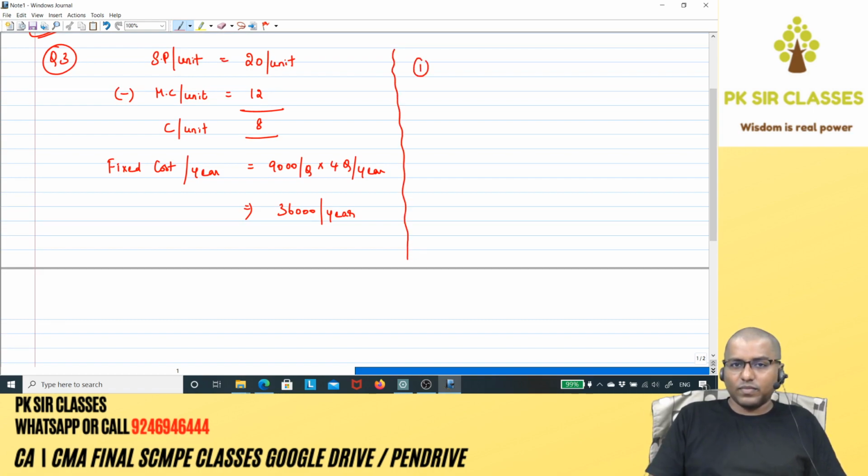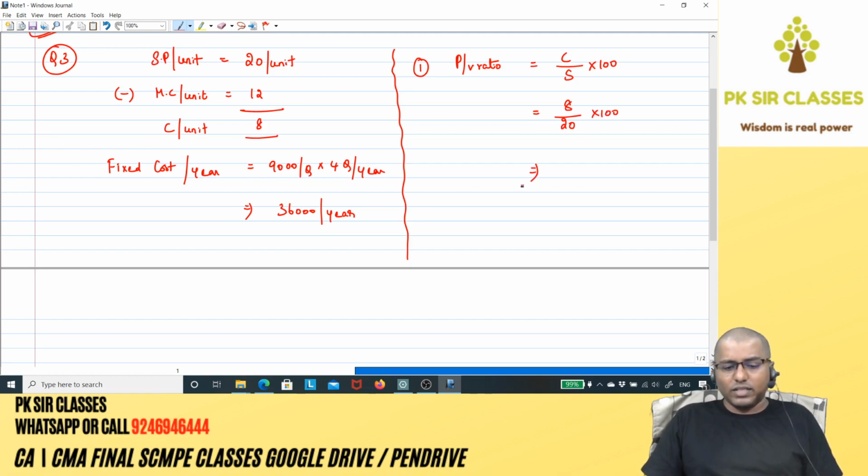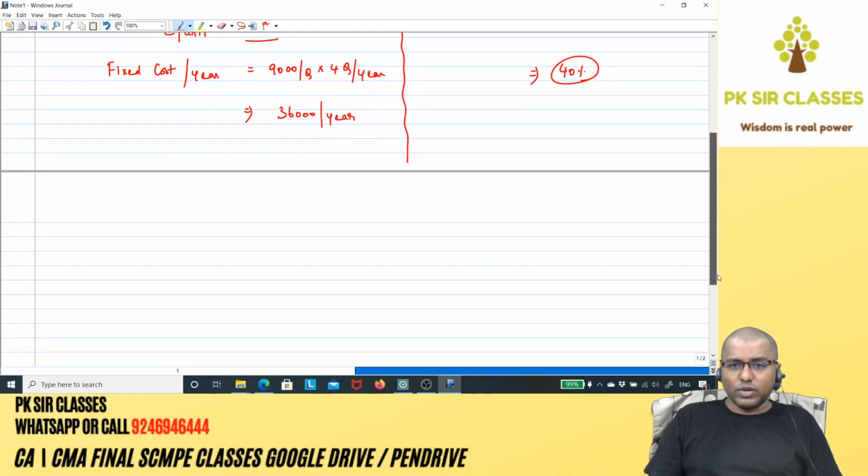First one, PV ratio. PV ratio is nothing but contribution percentage. We know the formula: contribution by selling price into 100. Contribution over here is 8, divided by selling price 20, into 100. So 8 divided by 20 into 100 comes around 40%. So PV ratio is 40%. Let's move on to the next one.